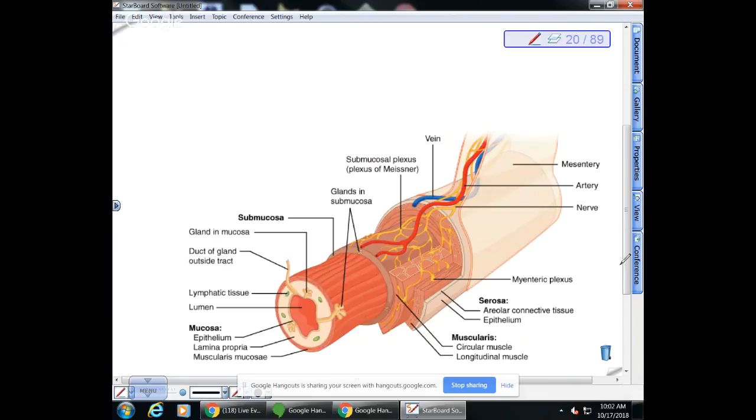So the innermost layer, next to the lumen. So the lumen is just the space in the digestive tract, and that is a common word used for everything. So the lumen of a blood vessel, for example, the lumen of a body cavity. Okay. So the mucosa consists of the epithelial tissue.